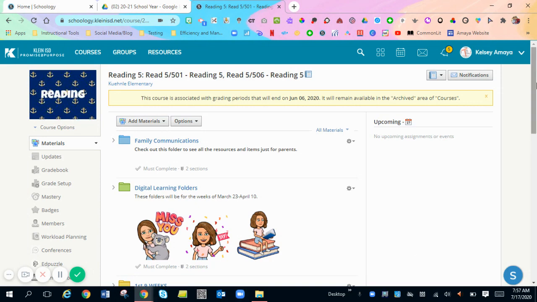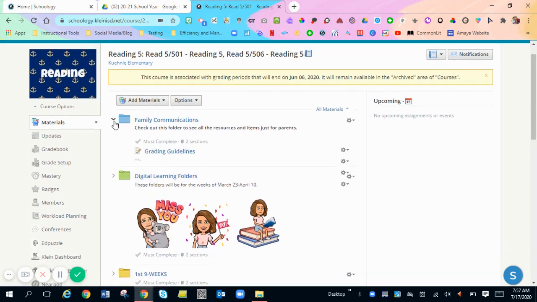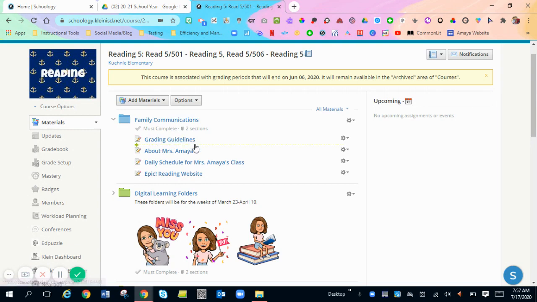So in my reading class, I had a folder for family communications. Inside of this folder, I had my grading guidelines. I had an about me document, a whole document about myself. I had our daily schedule in there so parents knew exactly what was happening each day, what special they had to go to, and all the extracurriculars. And then I had this reading site that students loved and parents were asking me if they could do it at home, so I just added that in there.